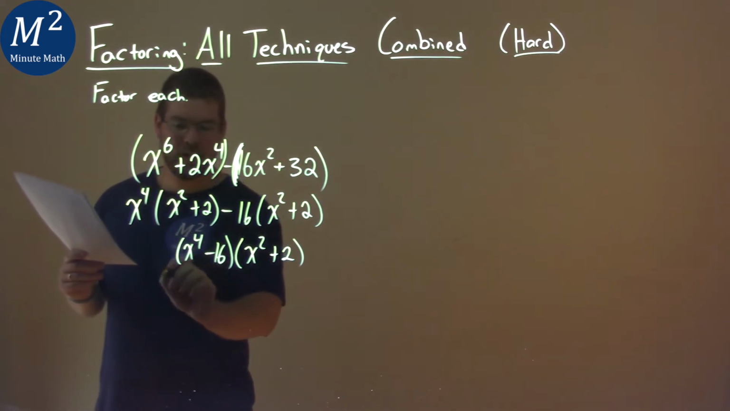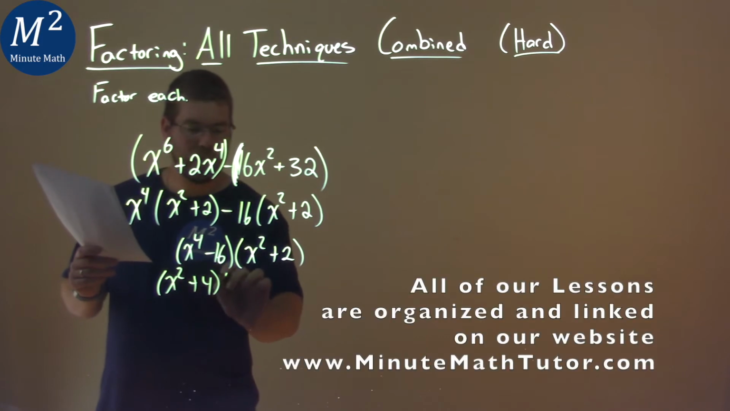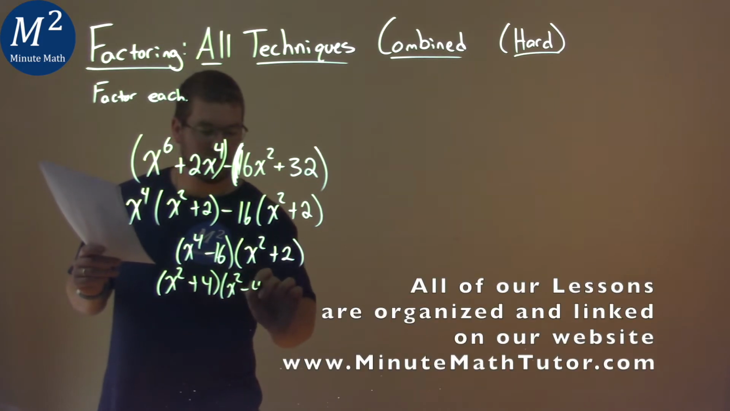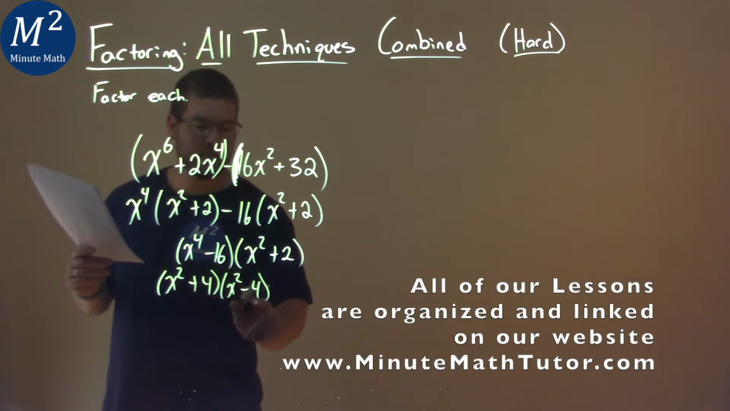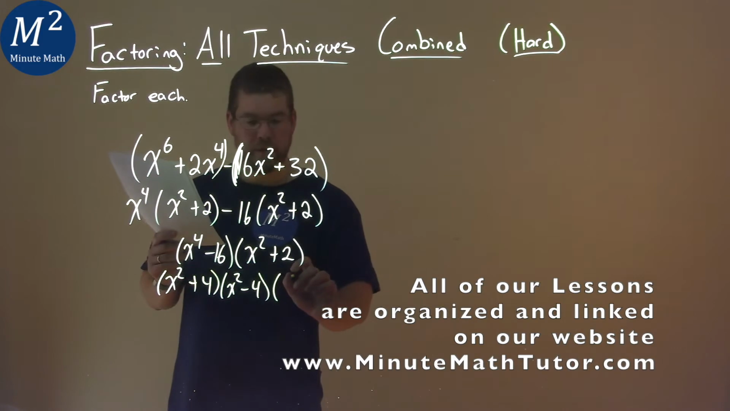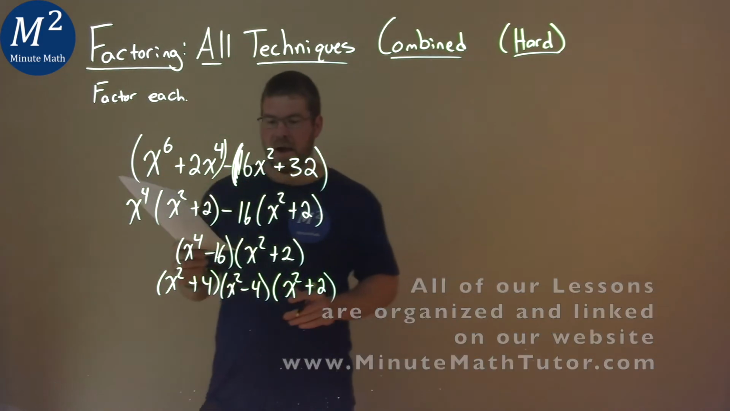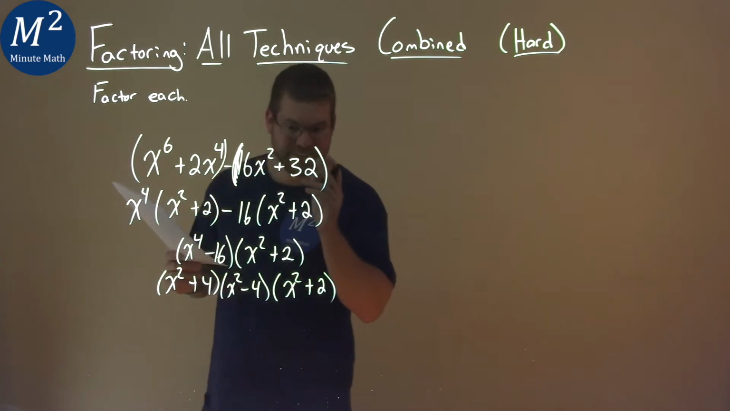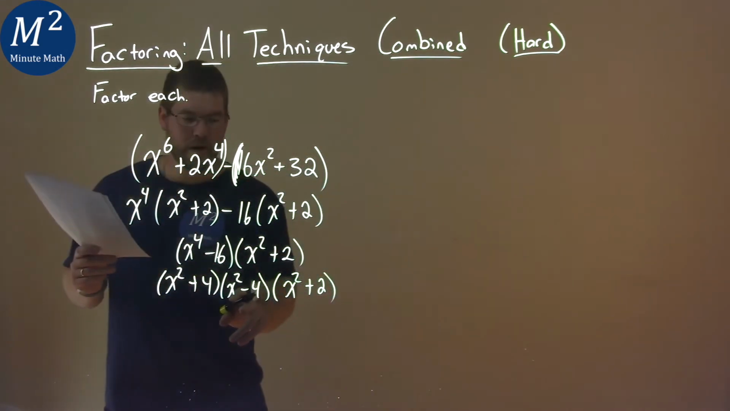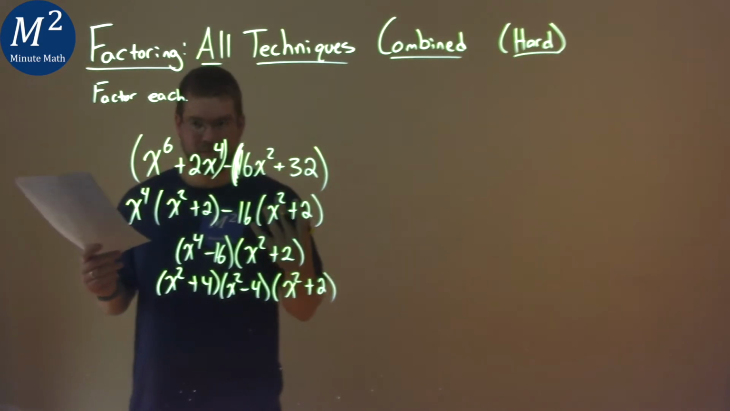So this factors down to be an x squared plus 4 times an x squared minus 4. We can see that 4 times negative 4 is negative 16, but when we add them, they become 0, which is the b value that's not there. Keep on going. x squared plus 2, like that. Now, not done yet here. x squared minus 4, right? That can also be factored.